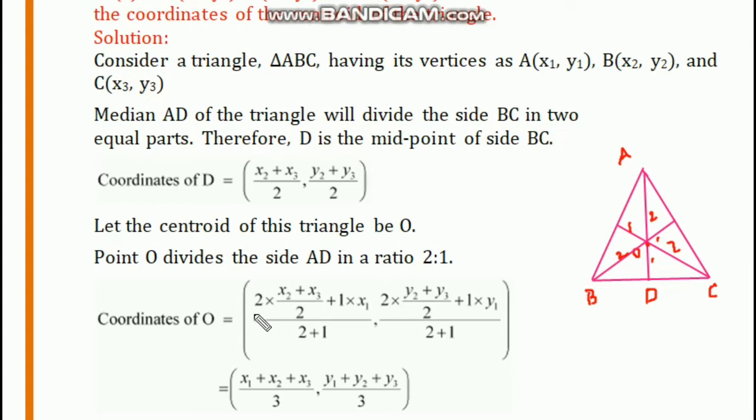So here 2 will be cancelled. Remaining x1 plus x2 plus x3 divided by 3, and here also 2 will be cancelled. Remaining y1 plus y2 plus y3 divided by 3. So the centroid of the triangle is (x1 + x2 + x3) divided by 3, comma, (y1 + y2 + y3) divided by 3. To find the centroid of the triangle, you can use this formula. Students, I hope you all understood this concept. Actually, this is the formula for finding the centroid of a triangle.